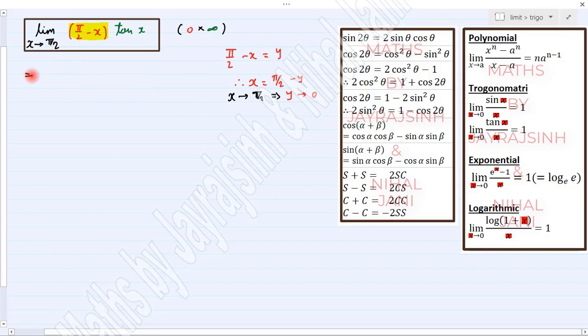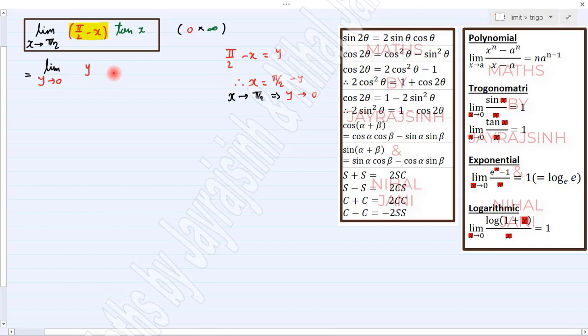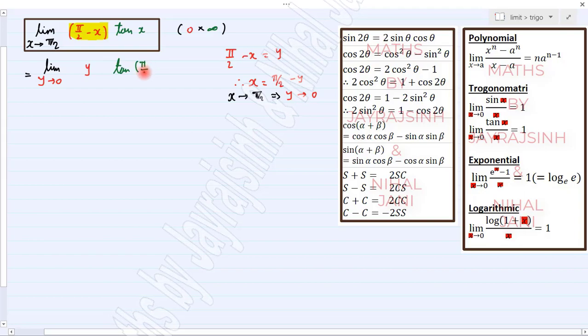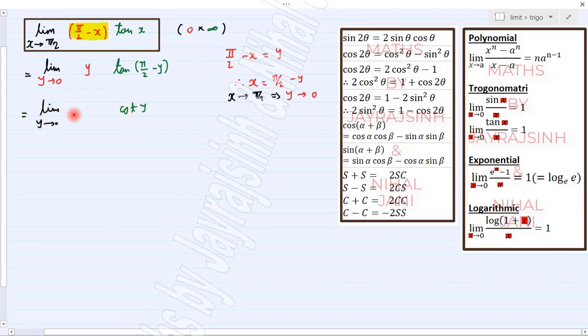So let's modify our limit. Our limit will become y tends to 0. This pi by 2 minus x is your y. And tan x will become tan of (pi by 2 minus y). Now we all know that tan of (pi by 2 minus y) is simply cot y. Rest of the things will be as it is.